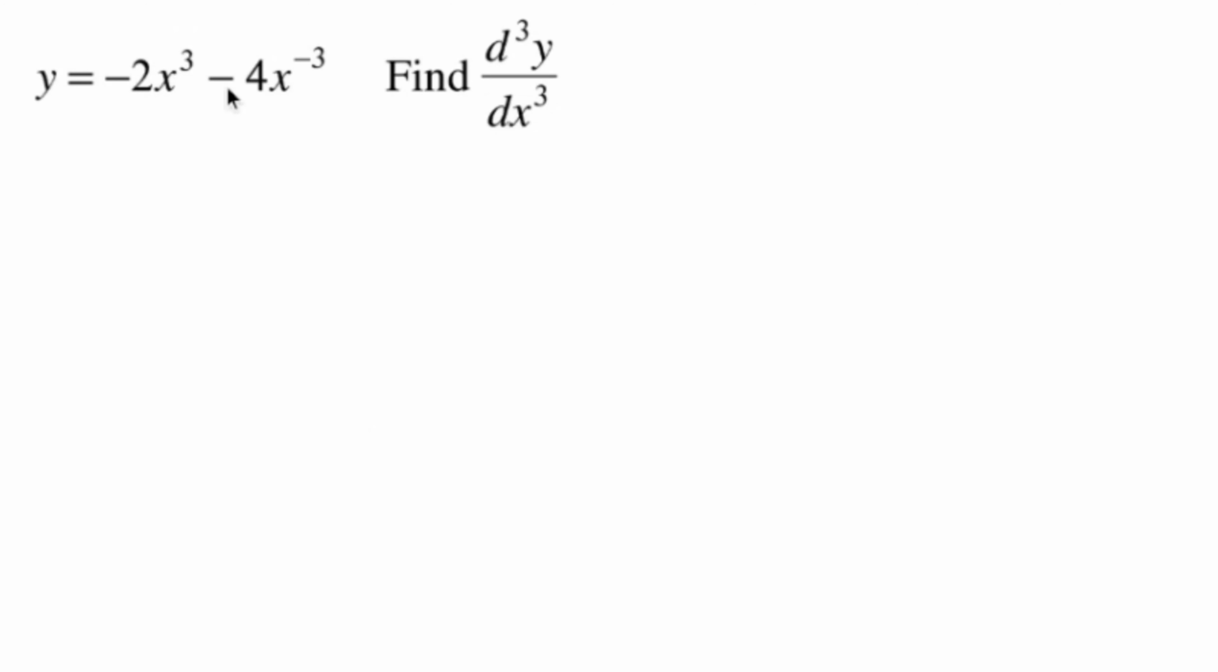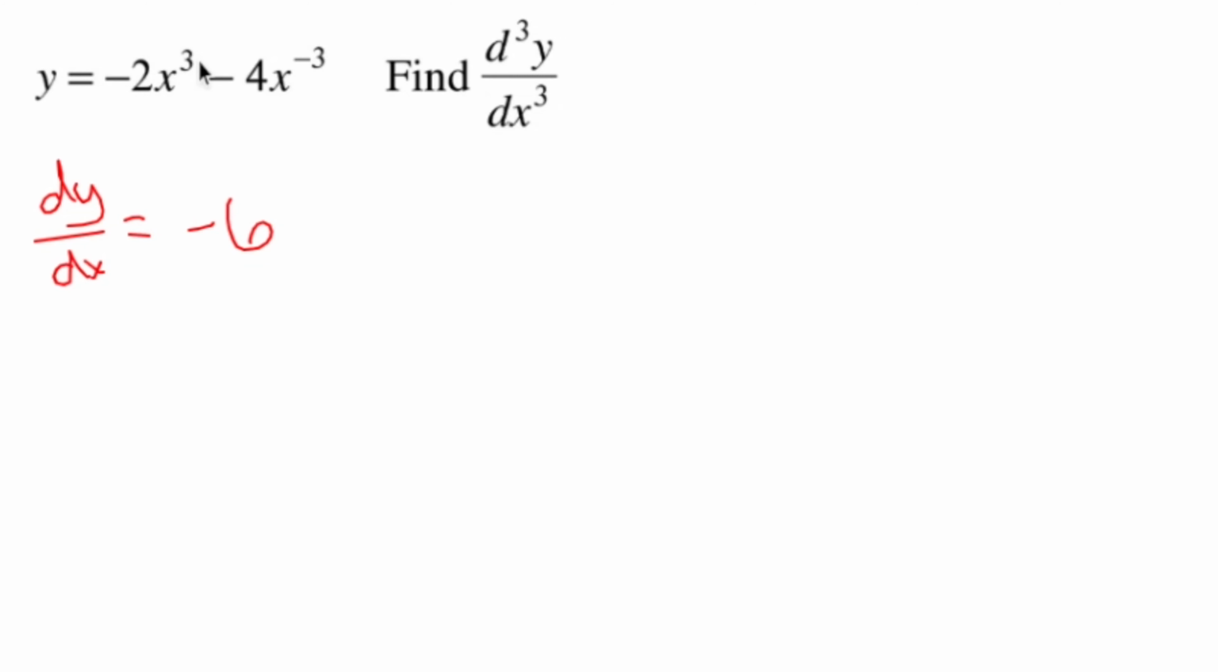All right, y equals -2x cubed minus 4x to the negative third. And my job is to find, oh my goodness, the third derivative. Whew. All right, I can do this. dy/dx means the first derivative. And I'm going to use the power rule not once but twice. The power rule means I take my exponent, multiply it to whatever coefficient I have here, and subtract 1 from the exponent. So take the 3, multiply it to -2, -6.